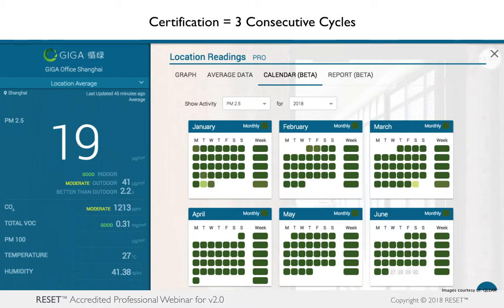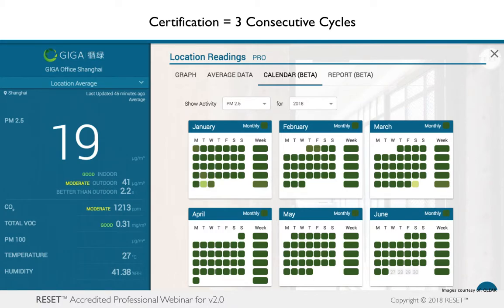So Reset Air certification requires meeting the minimum indoor air quality parameter thresholds for a consecutive 3 months. A cycle is considered a month. Basically, it's 4 weeks. And it's a calendar month because you need to start your audit period at the beginning of a month. That is when your sort of critical stage will begin. And 3 months of consistent reporting is what is required.